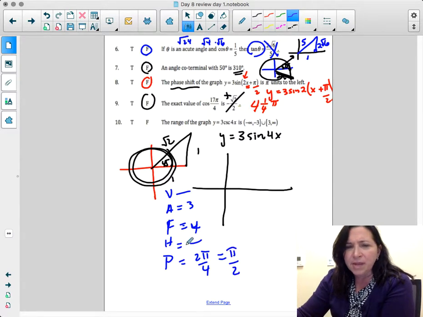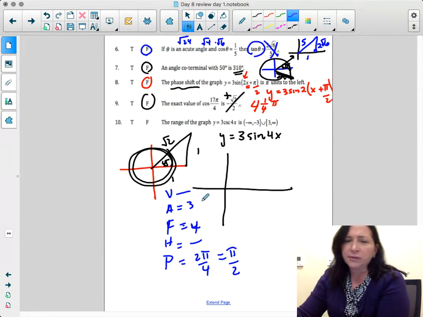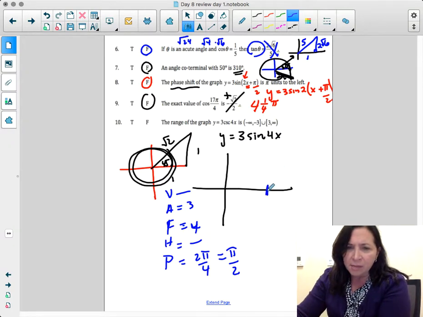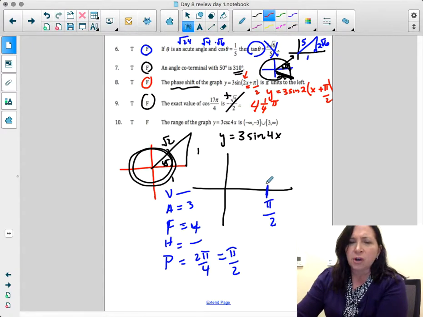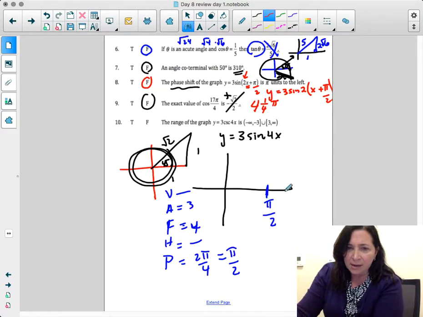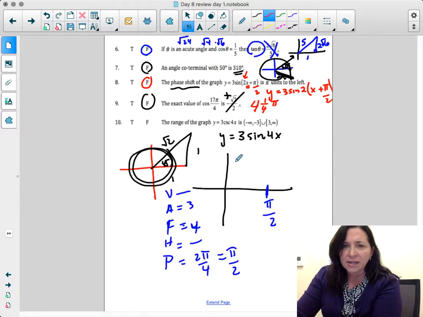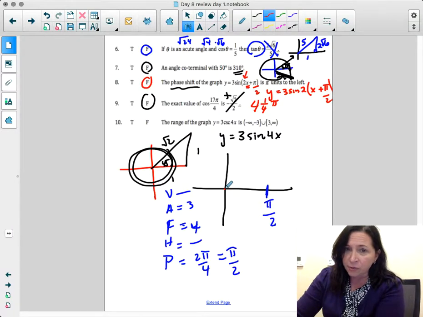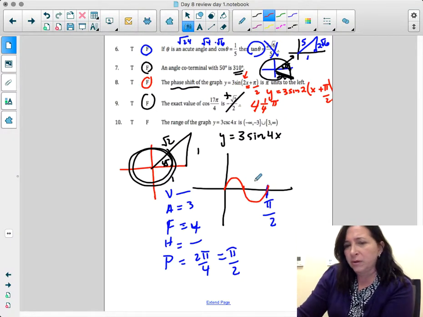So that means because I don't have a horizontal shift, I'm not going left or right, I'm just going to make my period, here it is right there, pi over 2. That means that my entire graph starts and stops within that domain, within that area from here to here. It's a sine wave right now before I change it. So we're going to go up 1, we're going to go down 1, and there's my little parent graph with a new period.